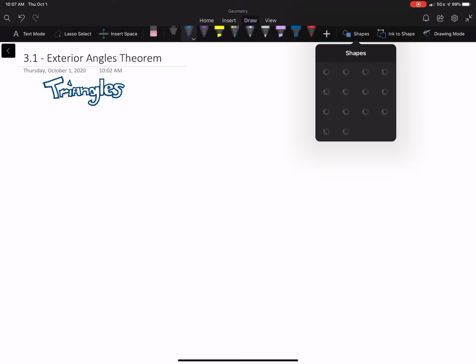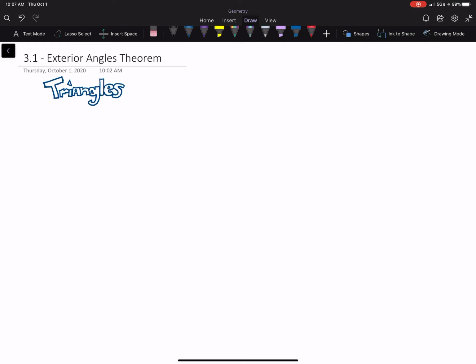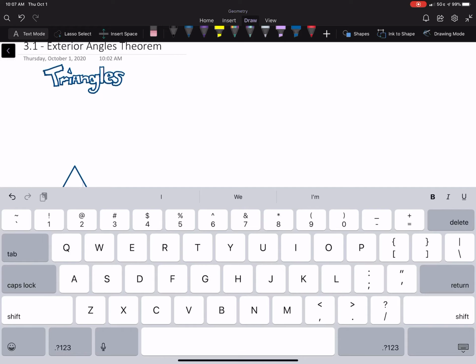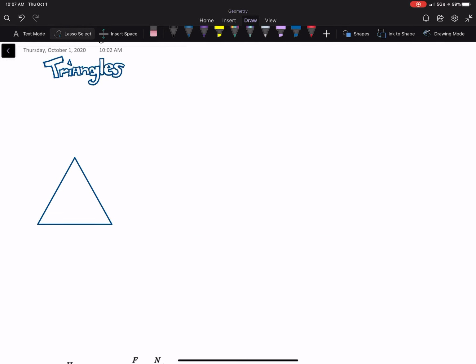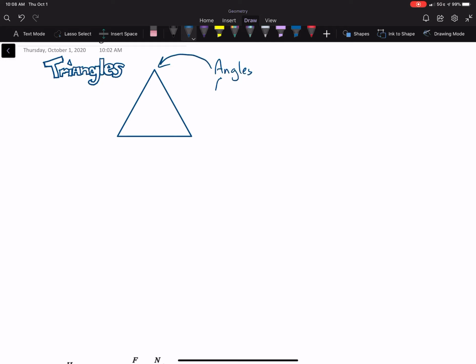Triangle, let's do some shapes here. We can do a triangle. Oops, let's do it this way. There we go. And I'm going to select that and move it actually. There we go. All right, so here's a triangle. Let's talk about the parts. First of all, we have angles. Angles are here, here, and here, just like so. There are three of them, hence the name triangles, right?